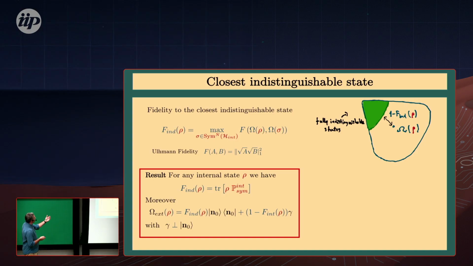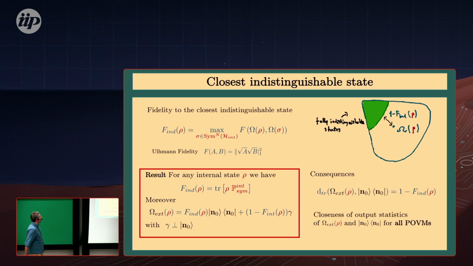Right, but actually one can prove a funny thing: the expectation value of rho on this symmetric projector actually measures the fidelity to the closest indistinguishable state. So this is really a very good measure of indistinguishability. Okay, one can solve this optimization problem explicitly. Moreover, one can also prove that the reduced state has a fraction of the state n0, which is proportional to this fidelity, and the proportionality constant is this fidelity, and some junk which is orthogonal to it.